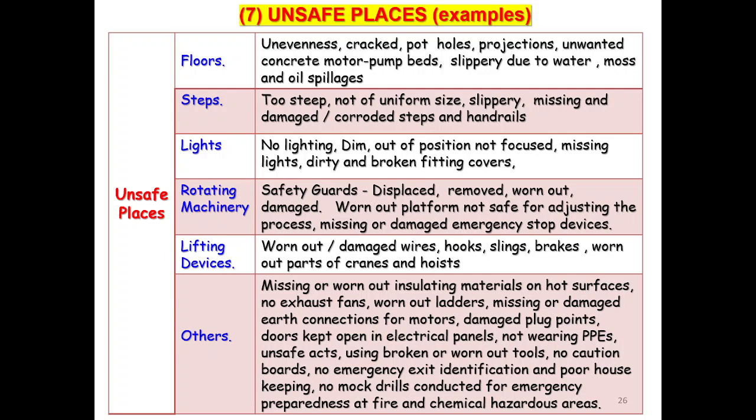Some other abnormalities are worn out insulation on hot surfaces, no exhaust fans, no proper ventilation, worn out ladders, damaged or missing earth connections for the motors, working personnel not using PPEs, resorting to unsafe acts, using broken or worn out tools for maintenance jobs, poor housekeeping, no mock drills conducted for emergency preparedness at the hazardous areas. These are some of the unsafe things where we need to look into and rectify them.